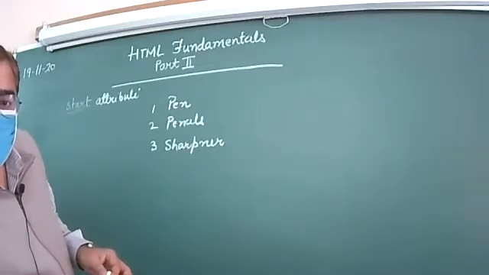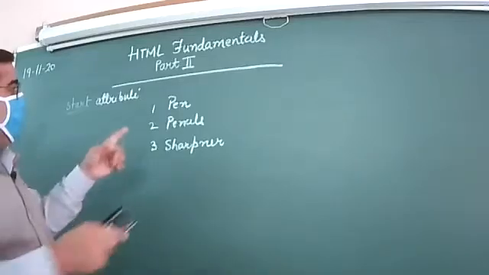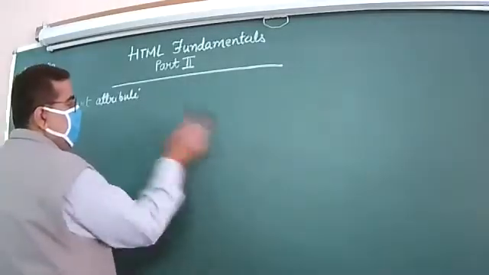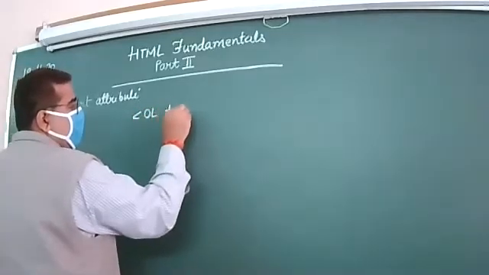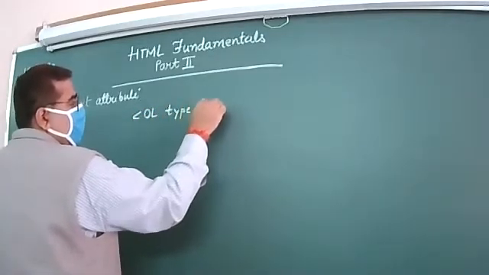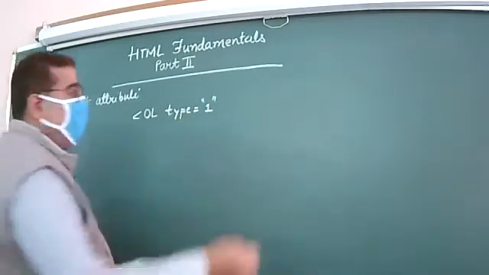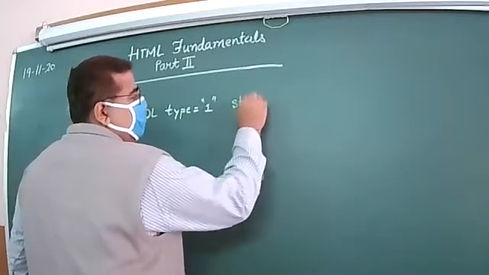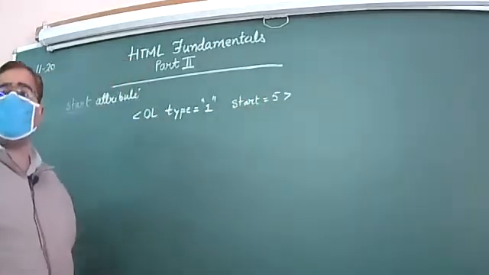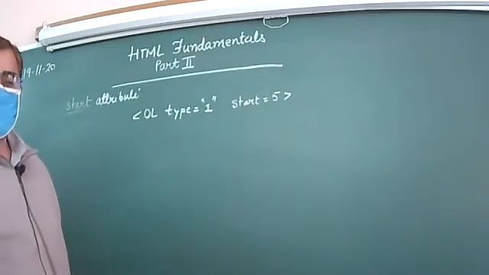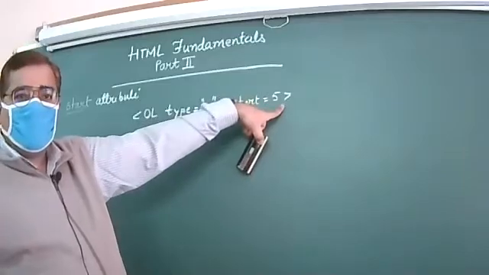So accordingly, you will mention the value in the start attribute from where you want to start the list. That means your command will be ol type attribute. You want the display as 1 2 3, but you want to start the list from 5. So you will write 5 here as a value of the start attribute. Clear? Your start always takes a numeric value.